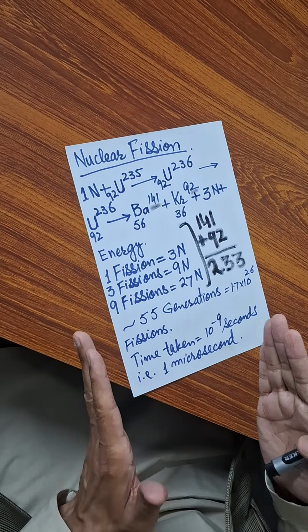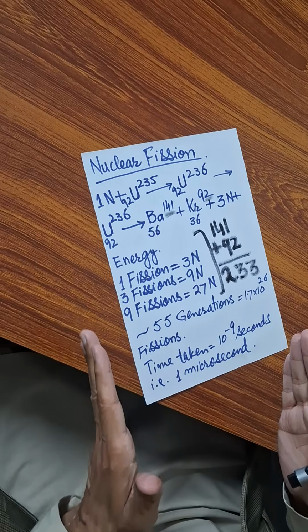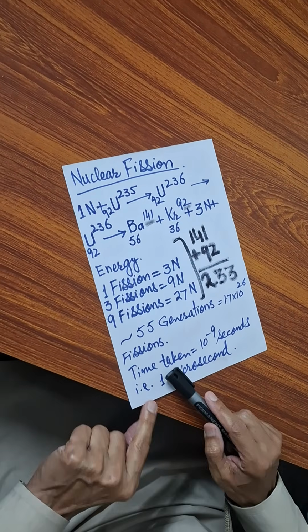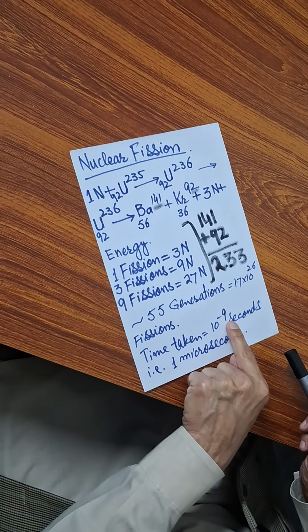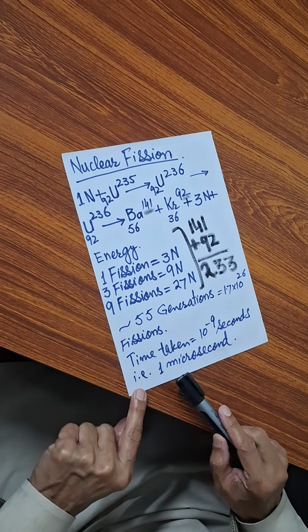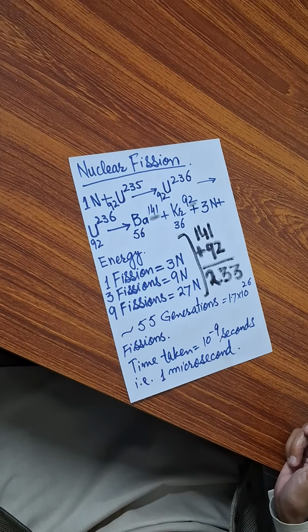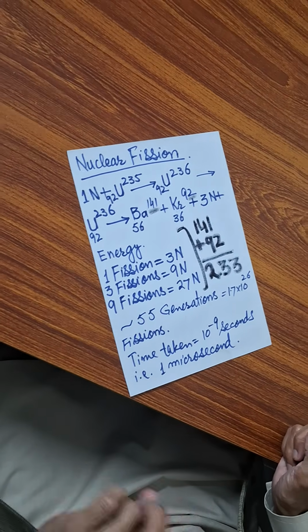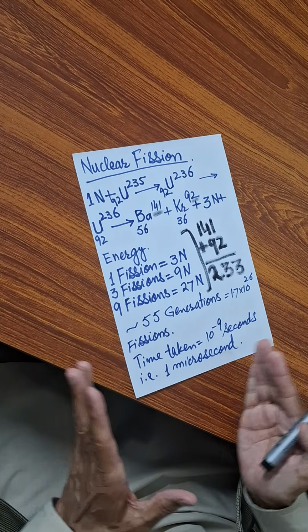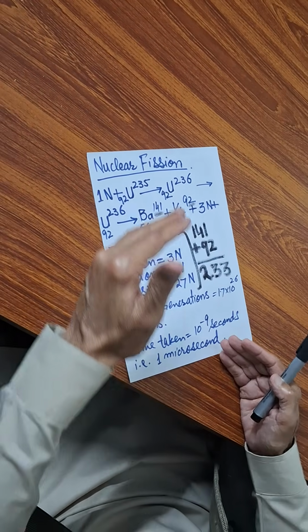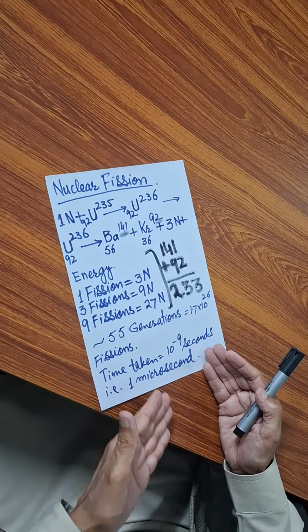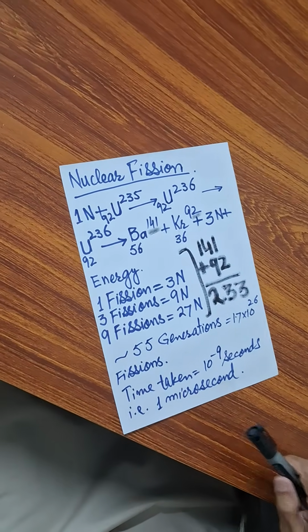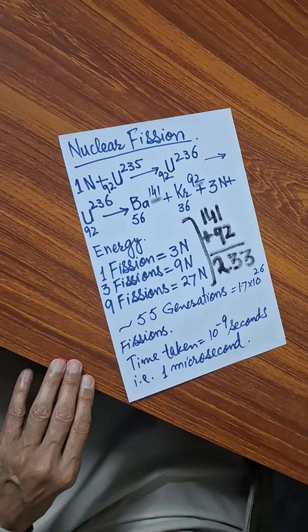55 generations of fission are required, and the time taken is 10 raised to the power minus 9 seconds, that is 1 microsecond. In 1 microsecond, the entire process of nuclear fission, this is also called chain reaction, completes. Now, this was the clarification which I wanted to make.